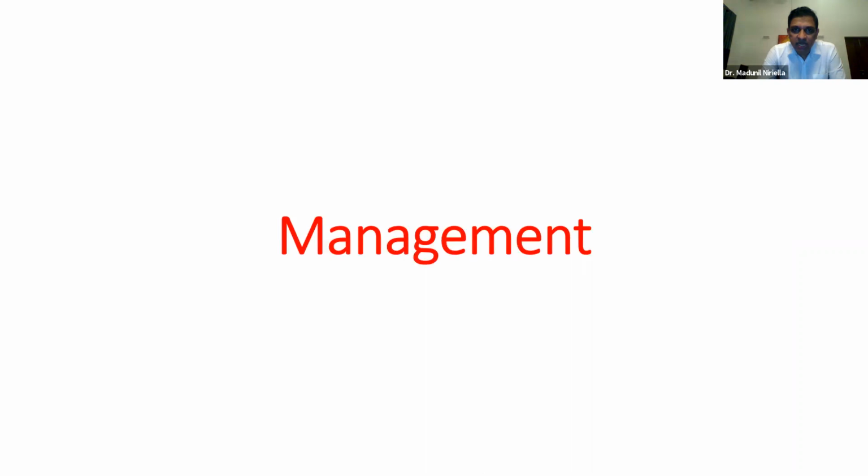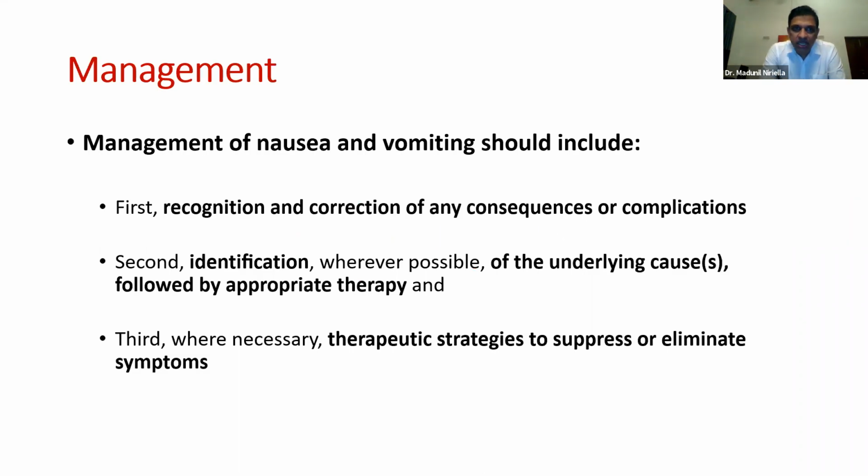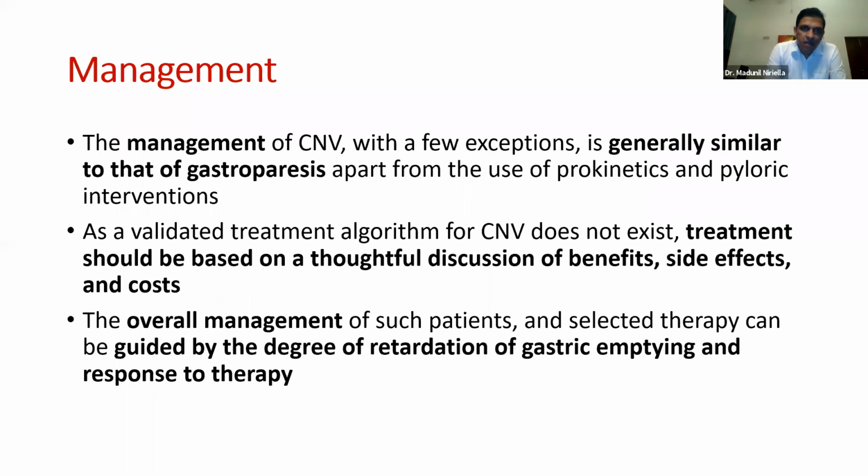So how should we manage these patients? Management of chronic nausea and vomiting should include first the recognition and correction of any consequences and complications of nausea and vomiting. Secondly, identification whenever possible of an underlying cause or causes, followed by appropriate therapy for those individual causes. And thirdly, where necessary, therapeutic strategies to suppress or eliminate the symptoms. Management of chronic nausea and vomiting, with few exceptions, is generally very similar to that of gastroparesis. Validated treatment algorithms do not exist, and treatment should be based on thoughtful discussion of the benefits, side effects, and the cost of these treatments.